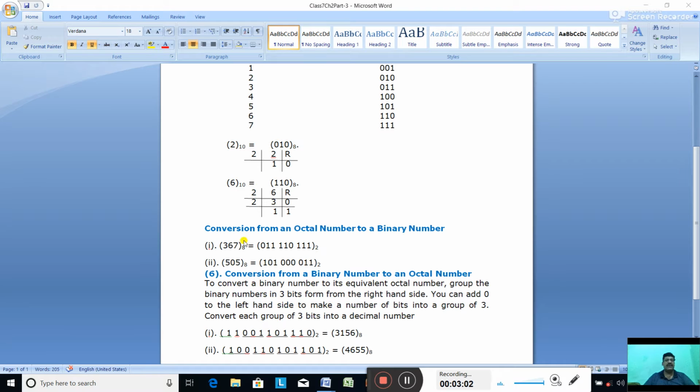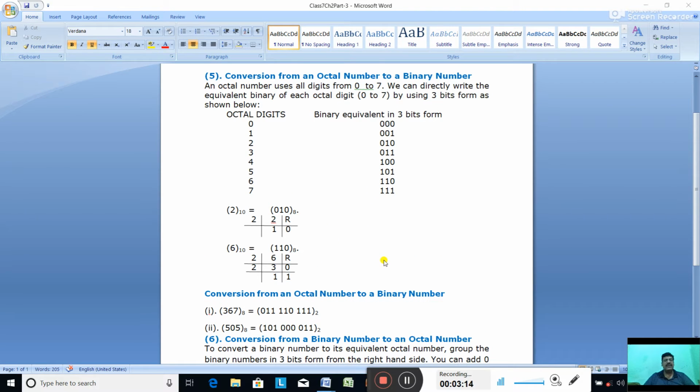Now let us convert an octal number to a binary number. Suppose the number is 367. We want to convert it into binary. Now using this table, directly we can do it. Very simple. So using this table, now see, find the 3 here. So what is the binary of 3? The binary of 3 is 0 1 1. So write 0 1 1.